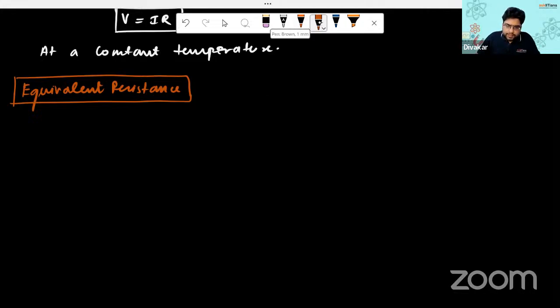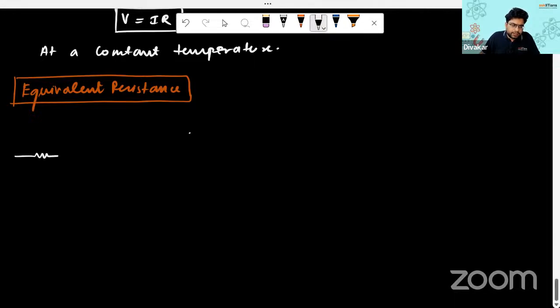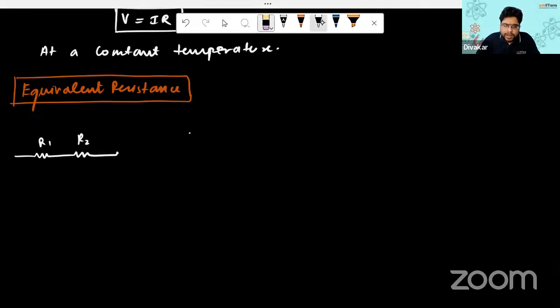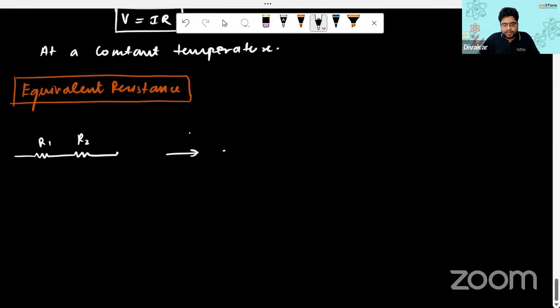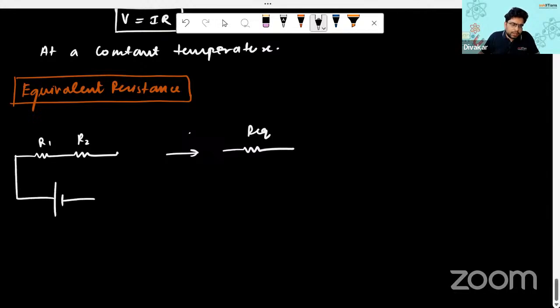So let's say I have a bunch of resistors like this, R1, R2, R3. Let's start with 2, then you can generalize it for 3 as well. And I want to replace it with a single resistor. But remember, I don't want to change my voltage and current, because if they change, no use. So there was a battery potential V, there was a current I. So charges had energy V.